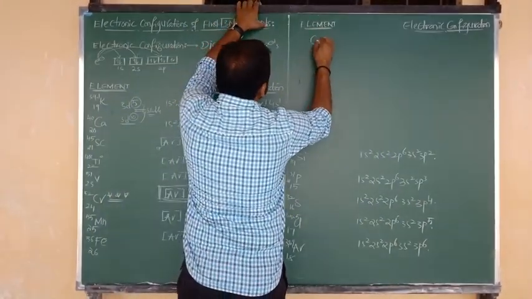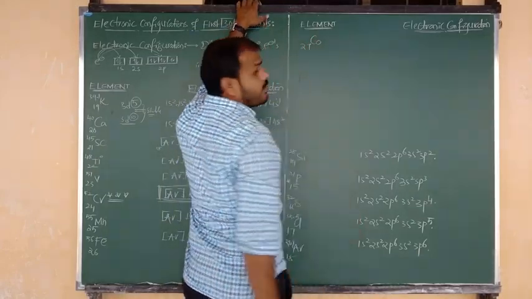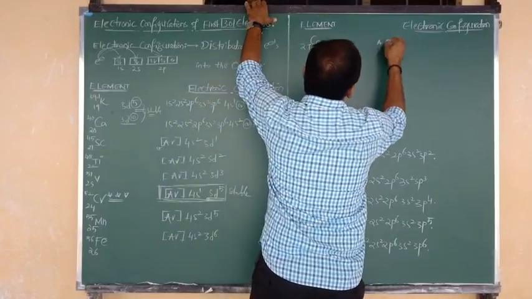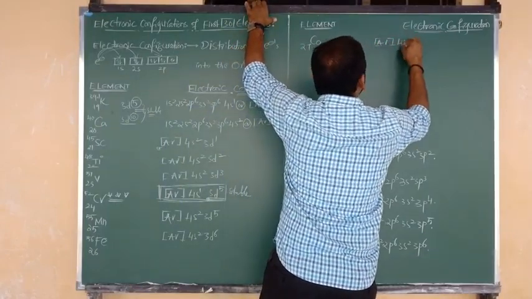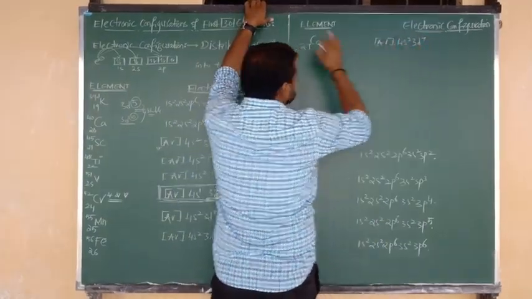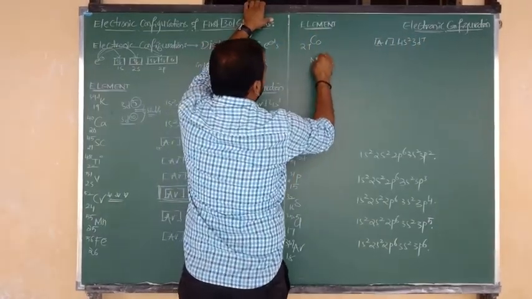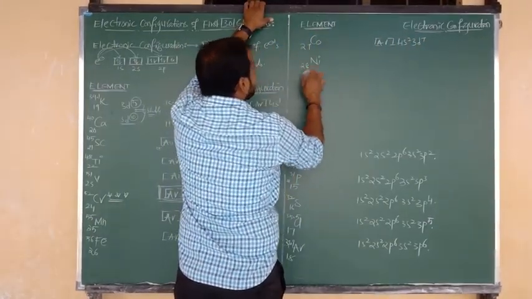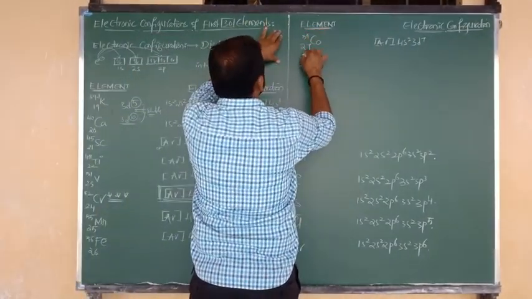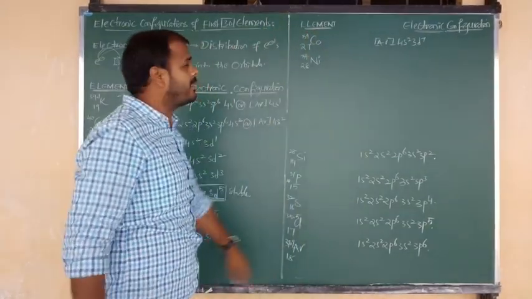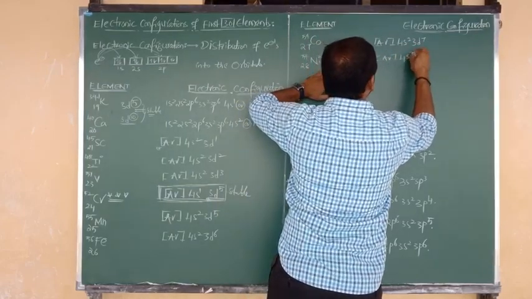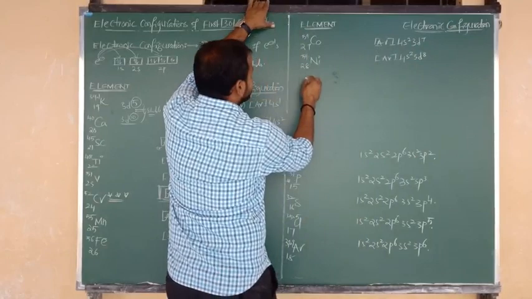Next one is 27. What is the 27th element? Cobalt. Cobalt symbol is Co, capital C and small o. So total 27 electrons. How are they distributed, beta? Again the same thing, argon 4s2 3d7; 18 plus 2 is 20, 20 plus 7 is 27. Next one is nickel. Nickel atomic number is 28, symbol is Ni. Mass numbers of both are nearby, same, 59, and nickel has the electronic configuration argon 4s2 3d8.